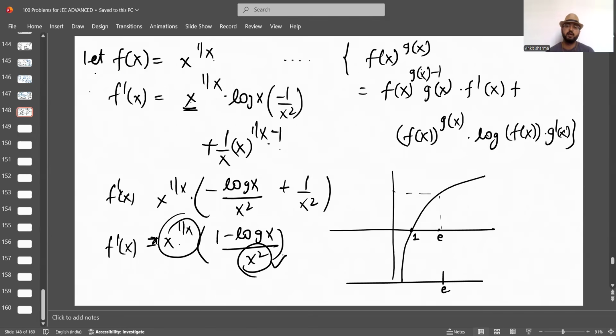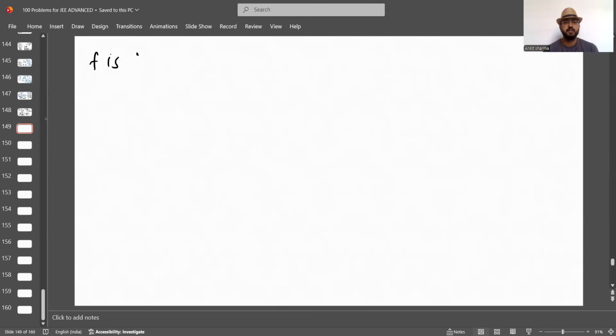So before e, after e, log x becomes more than 1. So after e, the derivative decreases, and before e it is positive, so it increases. That means x equal to e is a point of maximum for this function. So my function is increasing in 0 to e and decreasing in e to infinity.